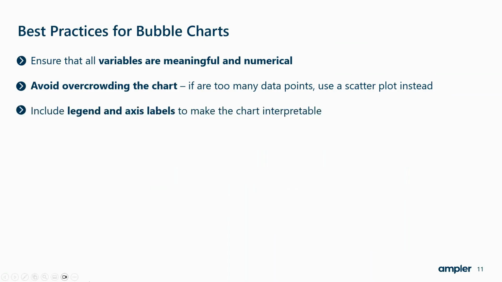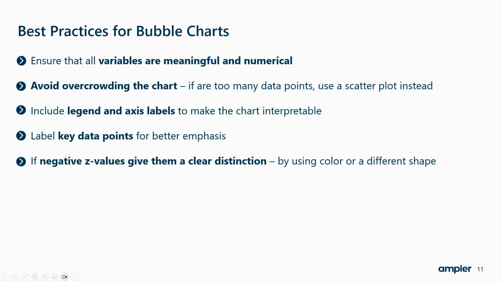Make sure to include the legend and axis labels to make the chart more interpretable, and label key data points directly if it amplifies interpretation. Display 0 or negative bubble size values carefully. Use color coding, labels, or alternative shapes. Remember to use appropriate scaling of the size of the bubbles by, for example, normalizing extreme ranges to avoid misleading representations.